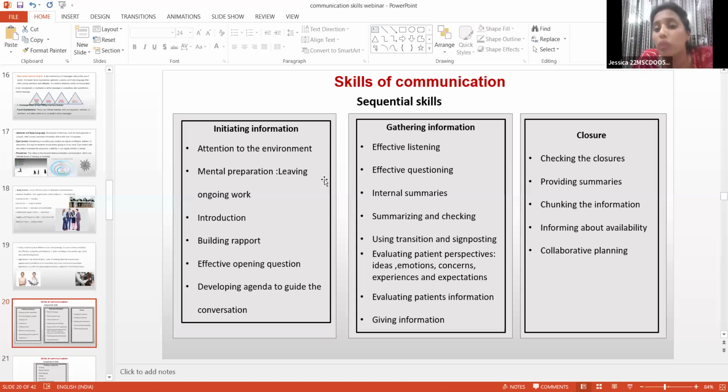When we are planning the patient's medications, one important aspect which is on the rise today is decision making. So if you want to send them for a particular test, or want them to plan something, a diet plan or whatever, collaborative planning is very important when we close our patient-doctor interaction. So this is a very important part of the sequential skills that we need to understand.